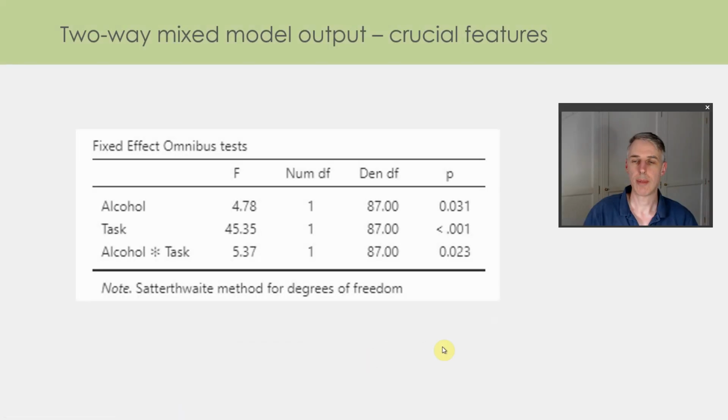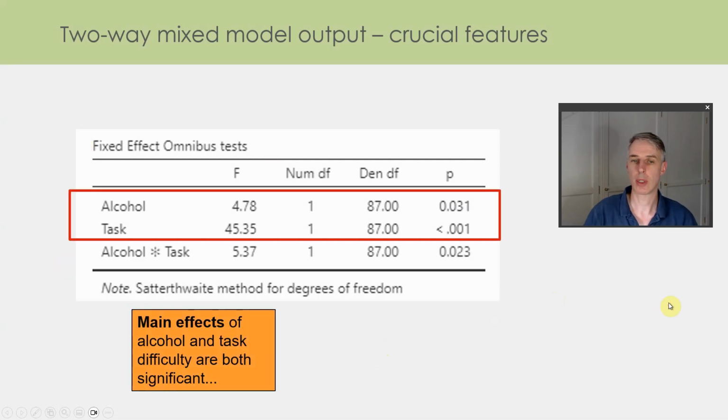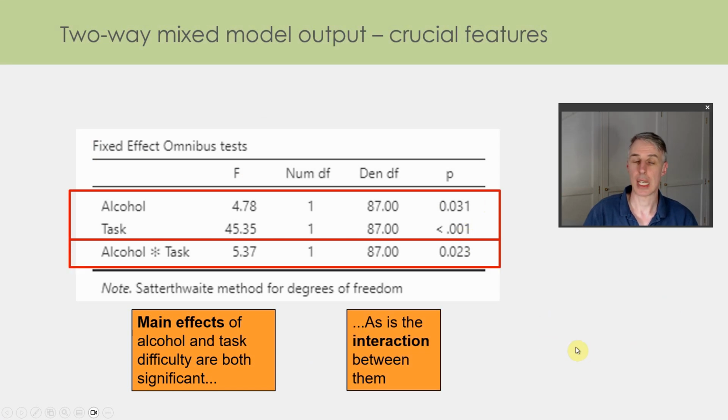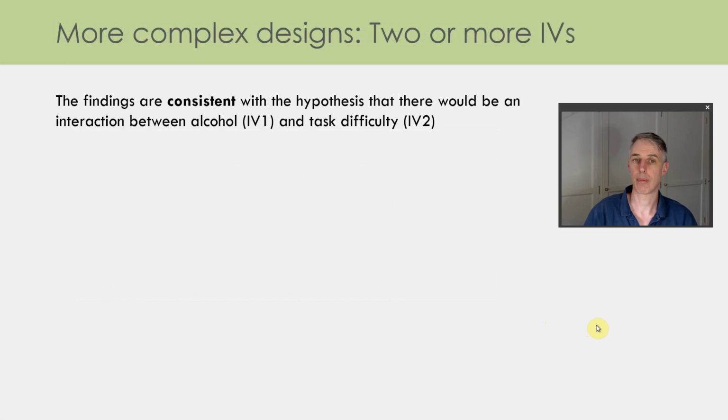So it's back to jamovi. Here's that main table with the two main effects and the interaction. So we have the main effects of alcohol and task difficulty, both of which are significant, and we have the interaction between them, which is also significant. So that suggests that not only does alcohol have an overall effect, that effect in turn differs as a function of task difficulty.